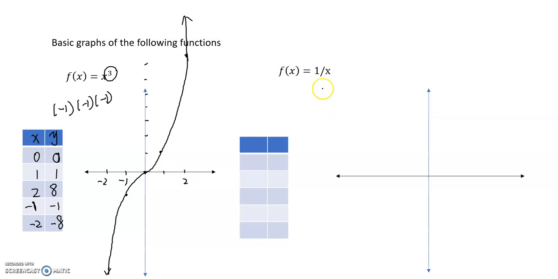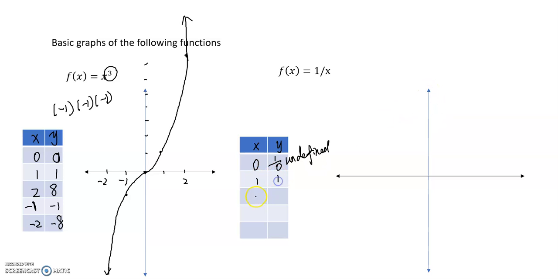All right, and the next one we have is 1 over x. If you're going to take a calculus class, these are the very basic, very common functions, and the graphs we're going to study in that class. Notice that if I pick 0, it's going to be undefined, because 1 over 0 is undefined. So that means we're not going to have anything for x equal to 0. Or in other words, the graph is not going to intersect the x-axis or y-axis.